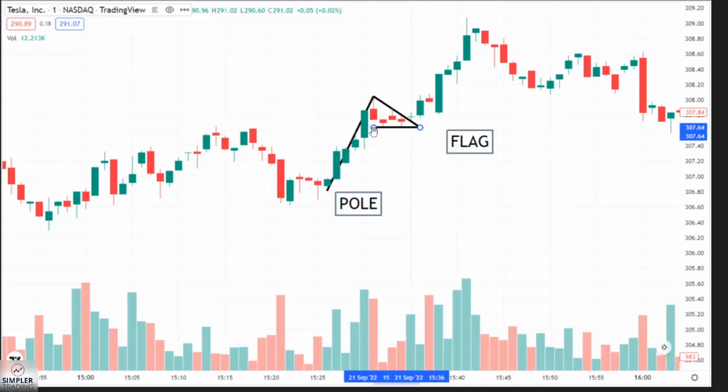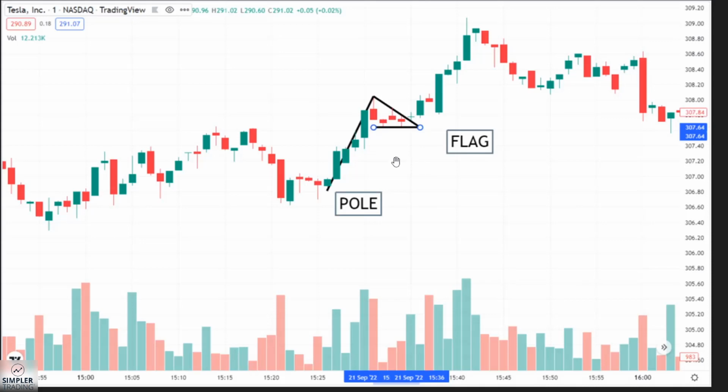If this was to create a little channel or trend down before accelerating to the upside, that's known as a bullish pennant, which is a similar continuation pattern as well, just a slight difference in how the consolidation area looks.